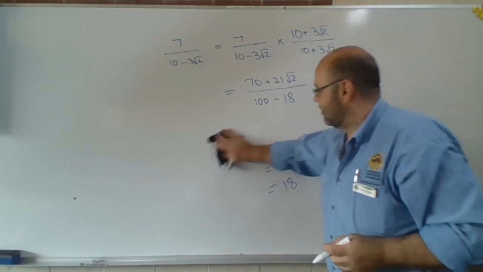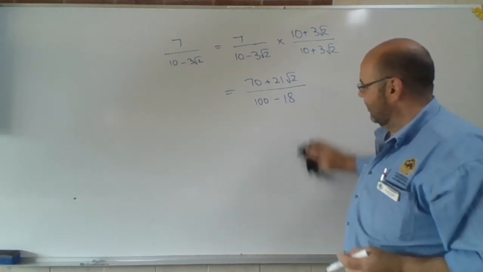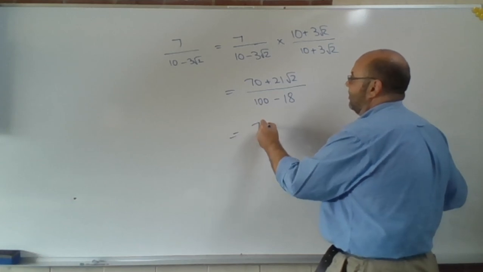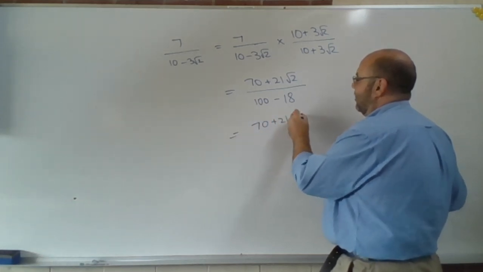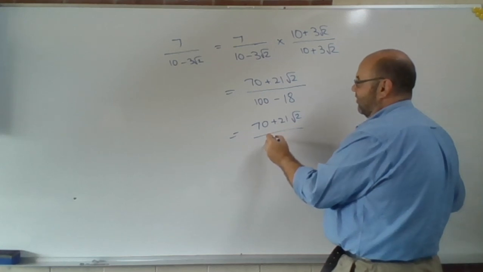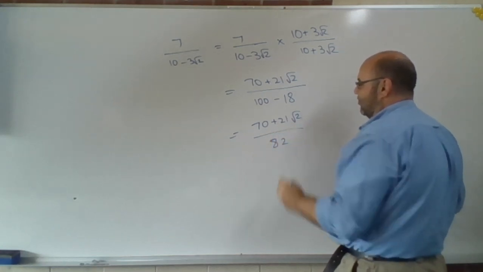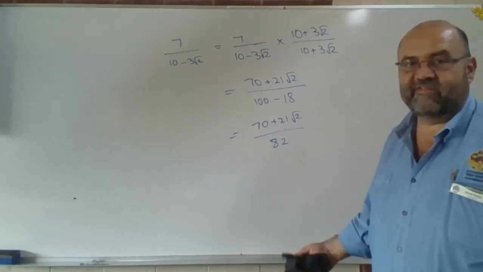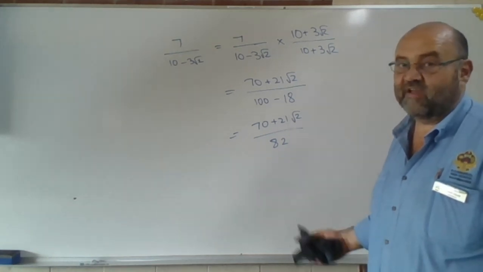Okay, I can rub that out because you guys can just pause the video if you need to see that for a bit longer. Over here I've got 70 plus 21 root 2 over 100 minus 18 is 82. There's no common factors that go into all of that. So there's nothing I can factorise out and simplify. That's done.